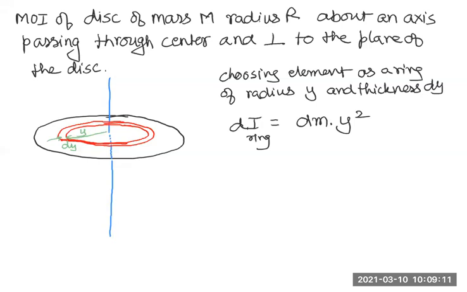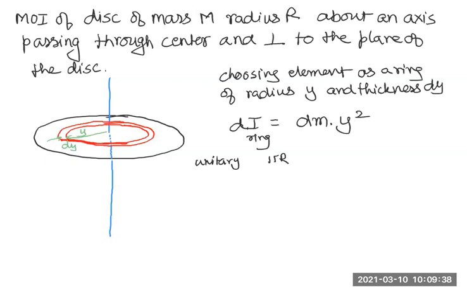As of now, I cannot integrate because there is y square and there is dm. You cannot integrate. So you have to use the unitary method to get rid of dm or to introduce dy instead of dm. Let's see how to do that. Unitary method.